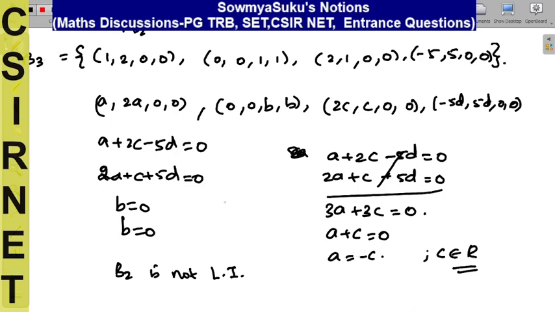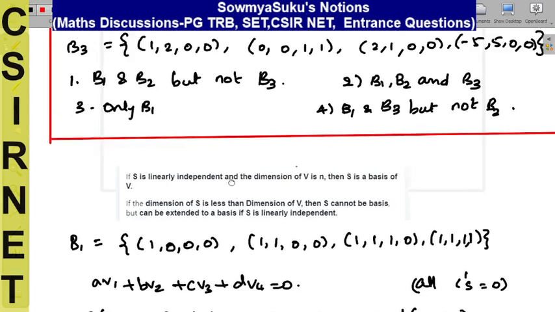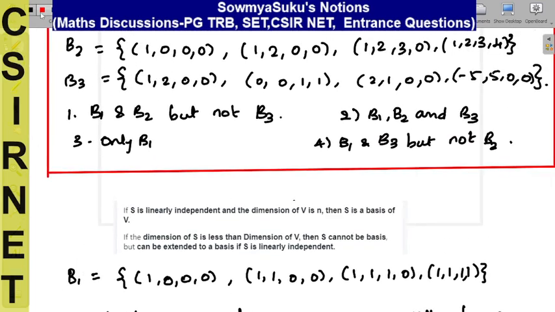According to linear independence, a, b, c, d must all be equal to 0. But here c is not equal to 0; it takes nonzero values. So B3 is not linearly independent. So according to this question, B1 and B2 are bases, but not B3. So the first option is right. Let's see the next question.